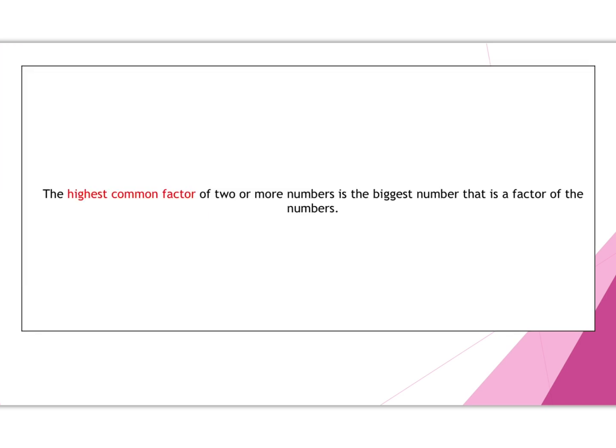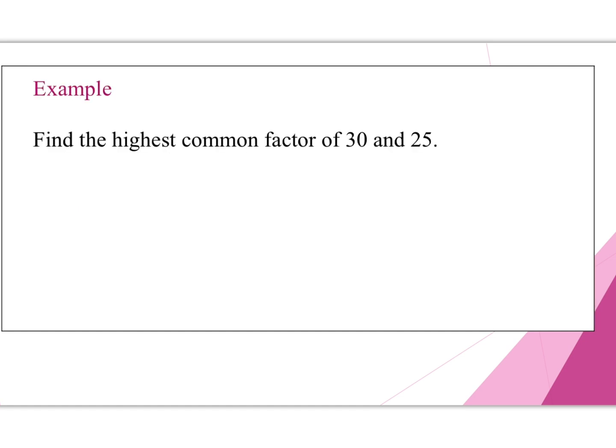Now, the highest common factor of two or more numbers is the biggest number that is a factor of all of the numbers given. So we need to find the factors of all the numbers, and then we can compare them and find the biggest one. Let's start with an example. We're going to find the highest common factor of 30 and 25.